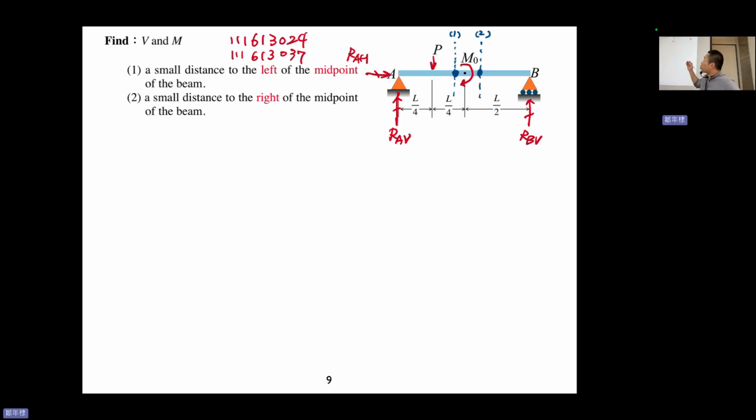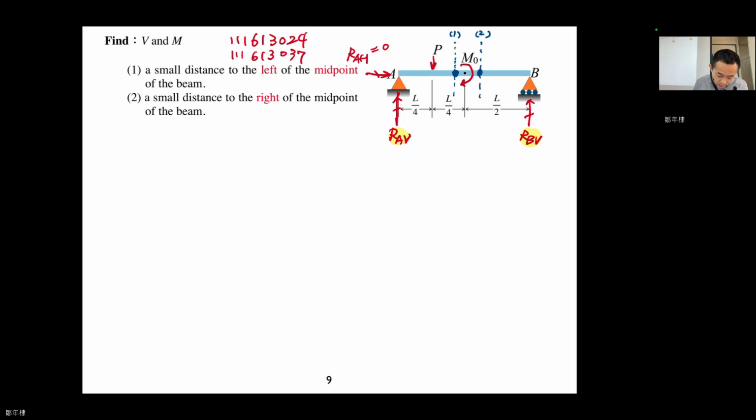So now we are going to determine three unknown, but actually two, because there's no horizontal force. So RAH must be 0. Now we only have two unknown here. What is two unknown? RAV, RBV. So RAV, RBV are our two unknown.